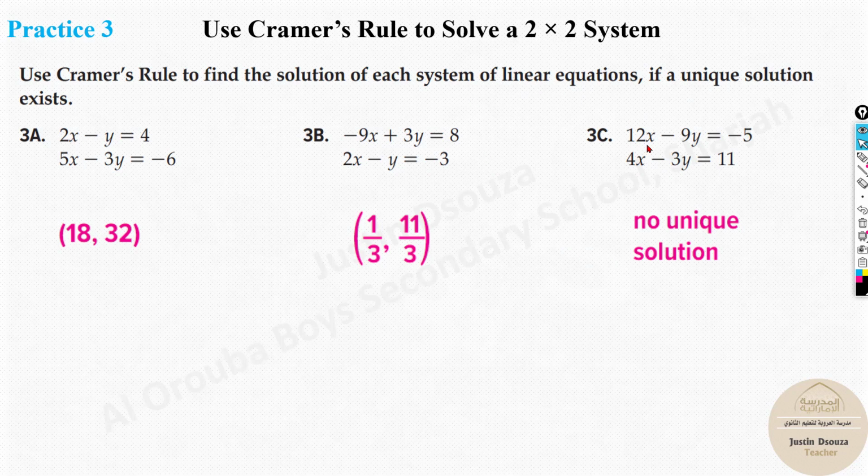So please make sure if you get a math error in your calculator when you're solving, please find the determinant, and the determinant would be 0. Therefore, it is no unique solution.